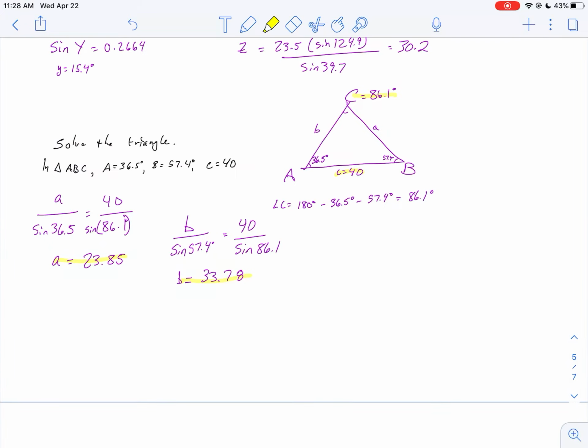And we now have solved the triangle. We've got the 2 new angles here in the new side, along with the 2 angles we already have. And that's the law of sines.